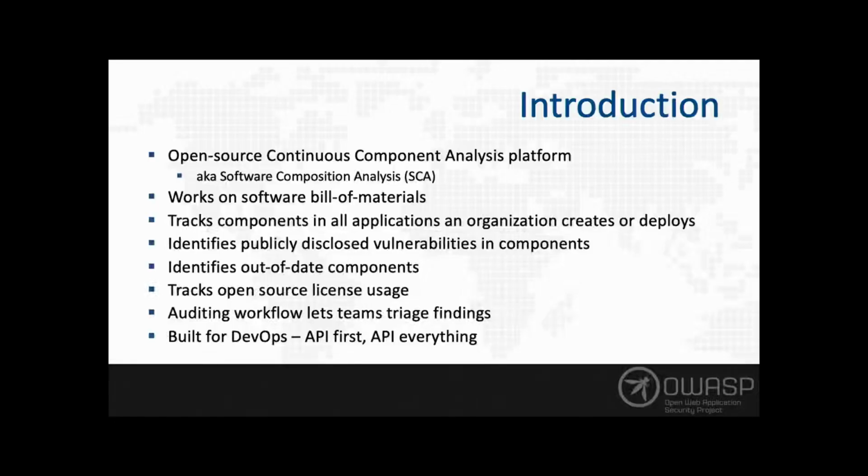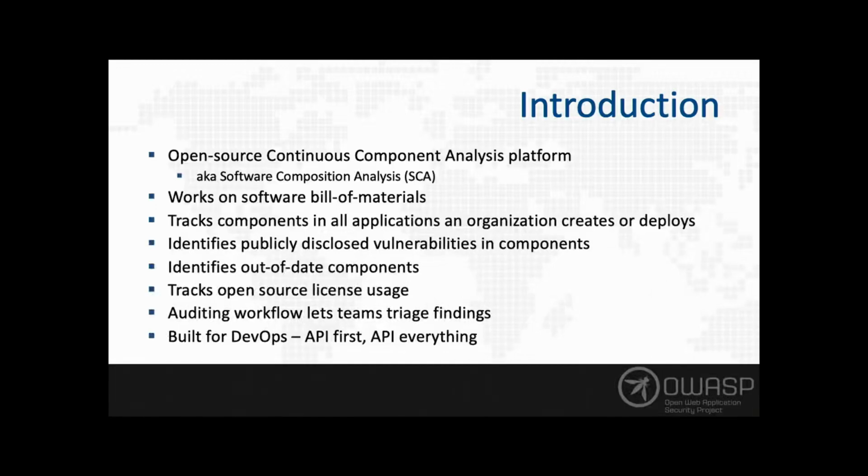Dependency Track is an open source continuous component analysis platform. Gartner and Forrester may call that software composition analysis. I think that's a terrible term. It doesn't take in environmental things, runtime, and it's specific to software. And as we all know, hardware also has vulnerabilities, and Dependency Track can monitor those components as well.